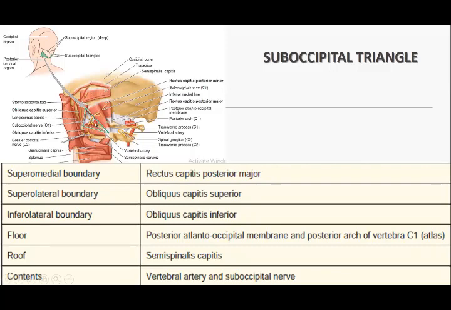Now what are its contents? Contents are very important. First, the vertebral artery is in its contents, and the suboccipital nerve also comes through, okay? Vertebral artery, suboccipital nerve. One thing people miss is the venous plexus, the suboccipital plexus of veins, that also comes here, and this venous plexus then develops into a vein which is called the vertebral vein. Okay, that is how the vertebral vein is formed.